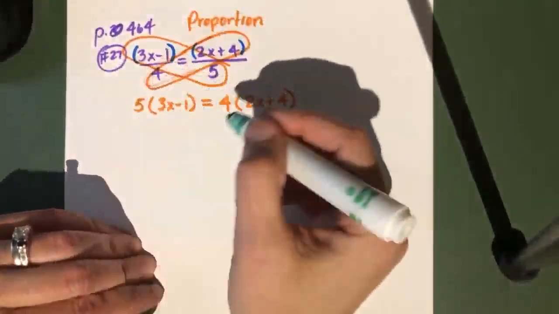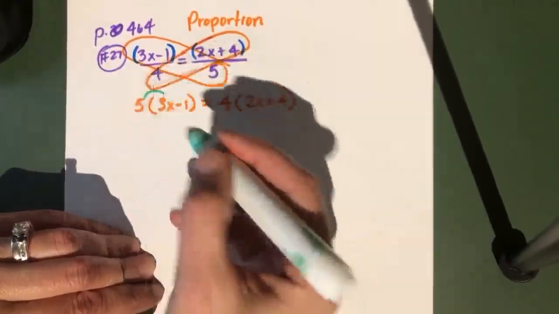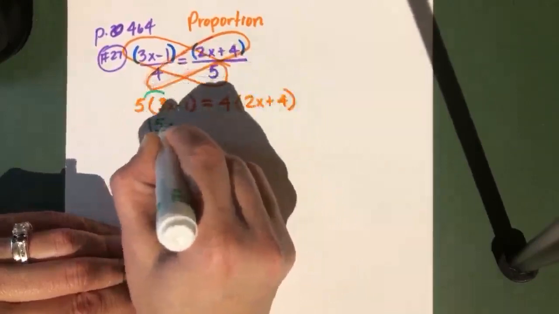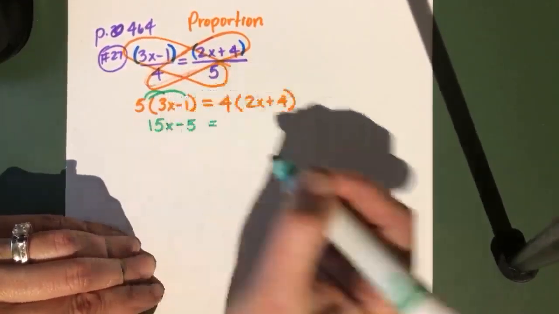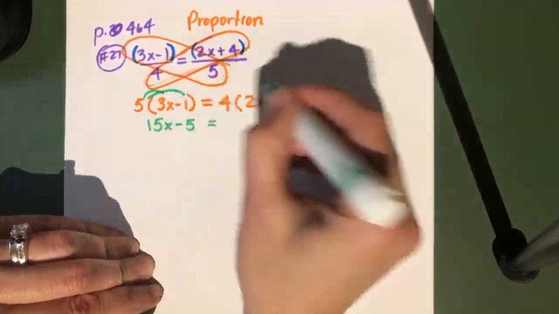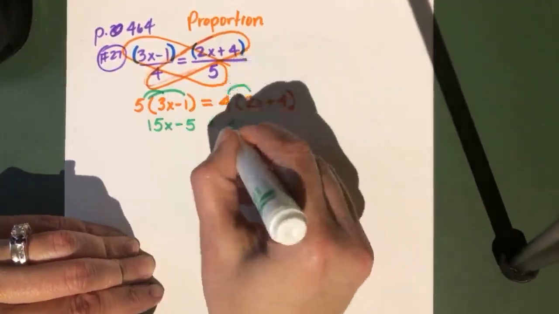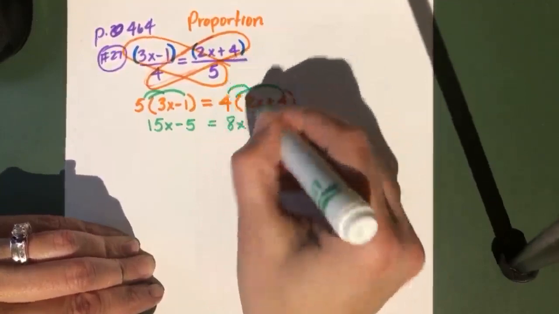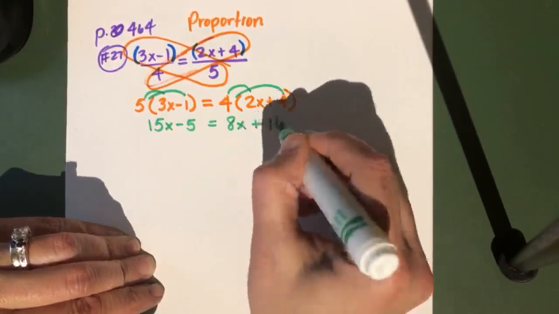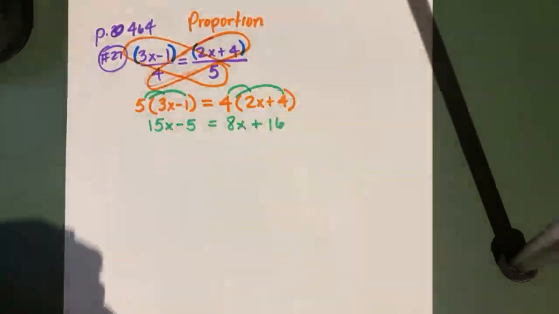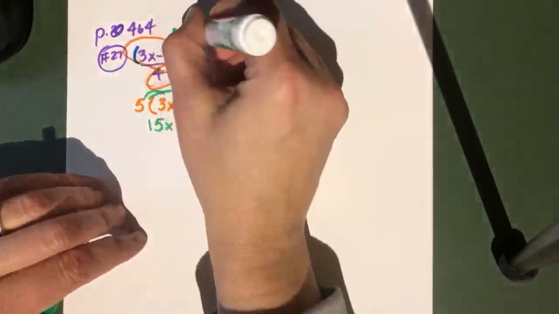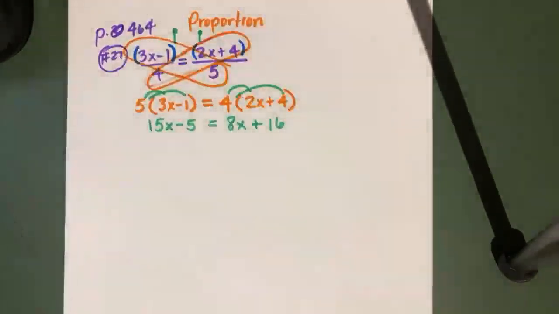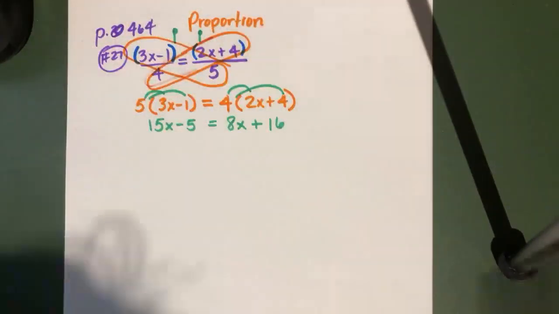All right, now I'm going to use the distributive property. I'm going to distribute. 5 times 3x is 15x. 5 times negative 1 is negative 5. And then on the other side, 4 times 2x is 8x. And 4 times 4 is 16. Okay? So all I've done, I cross-multiplied. If you want to make a pretty butterfly, because I'm just the amazing artist I am, there's your butterfly. I cross-multiplied and then I distributed.